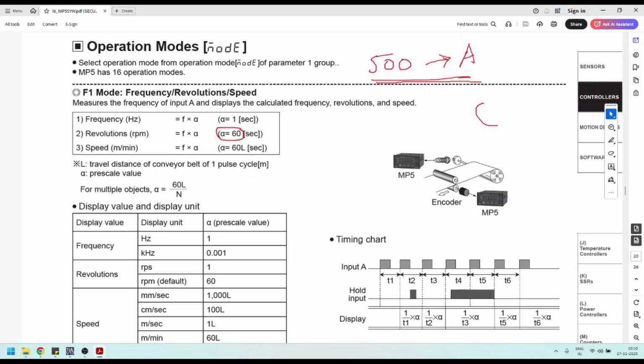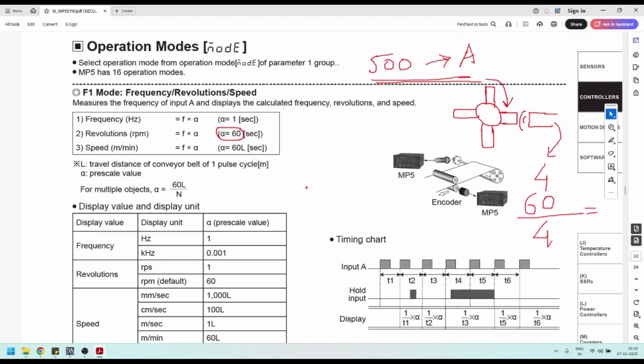So let's say I'm having a disk which is having 4 detection levers, you can say, and this disk is being sensed by an inductive sensor. Okay, so in that case, when this disk rotates a complete 360 degrees, the inductive sensor is going to give me 4 pulses. So my alpha value will be 60 divided by 4.